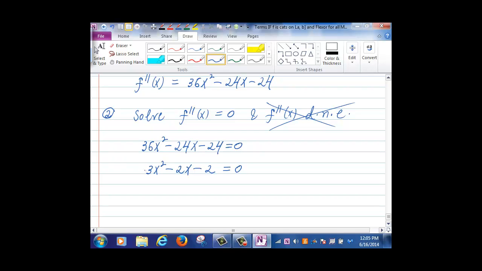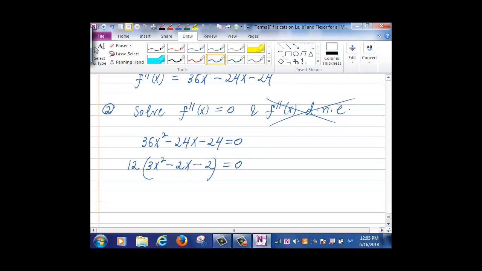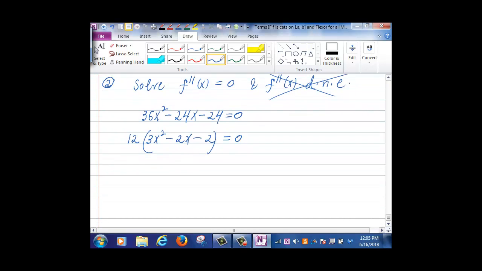Let me just say this is multiplied with 12, right? Then this is equal to 0. Just cancel out that 12. How do I solve this now? I cannot factor it out, I think.